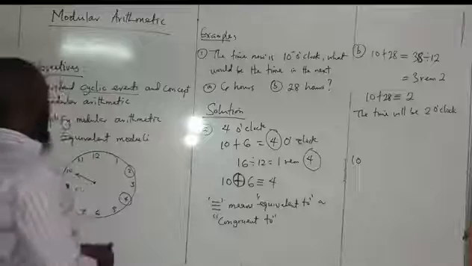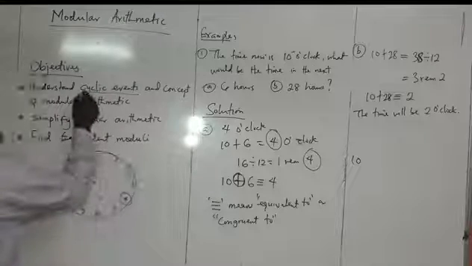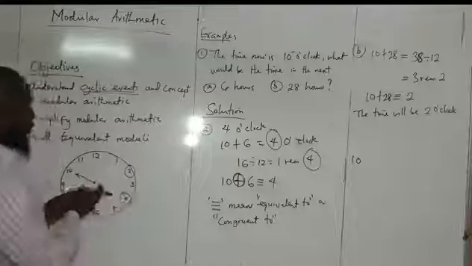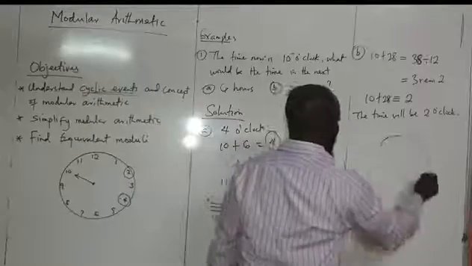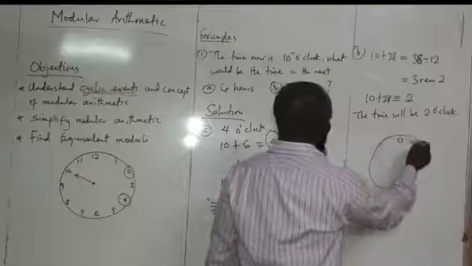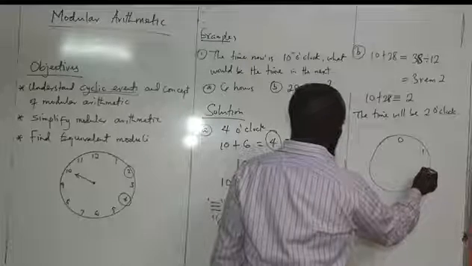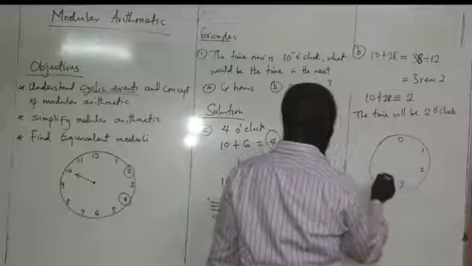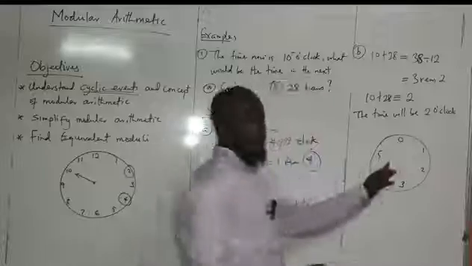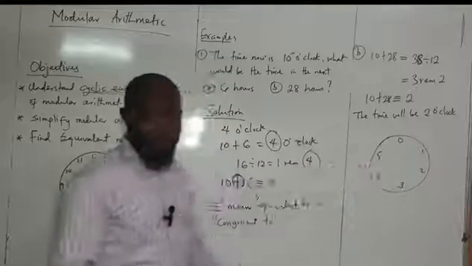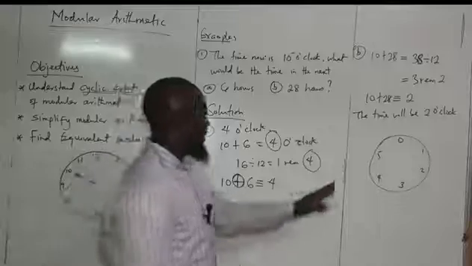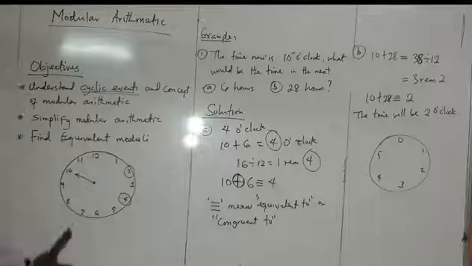So that is the concept of a cyclic event. It's not always going to be 12. For example, you can have the cyclic event to be 0, 1, 2, 3, 4, 5. This is another cyclic event. We can make use of this one to solve any problem. Is that clear? So that is what we want to look at in this class.